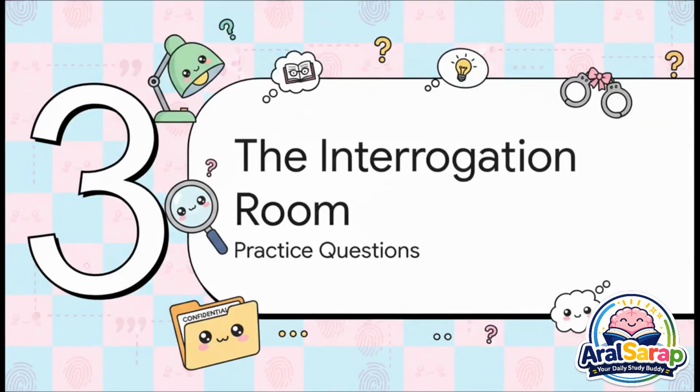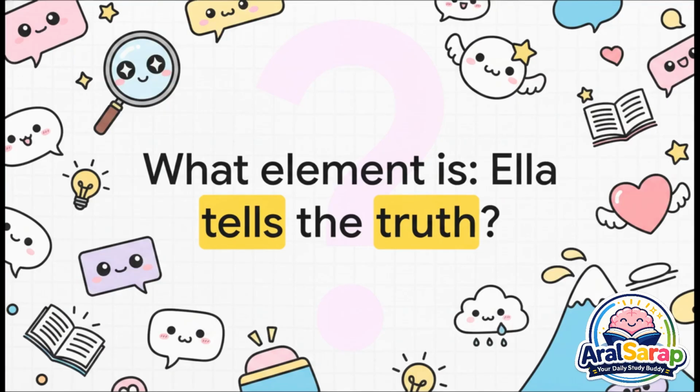All right, it's time for section 3, the interrogation room. Let's do a few practice questions. Time to test your skills. Here is your first piece of evidence to review. The text reads, "Ella always tells the truth, even when it is difficult." Now, does this sentence primarily show dialogue, action, emotion, or a character trait?